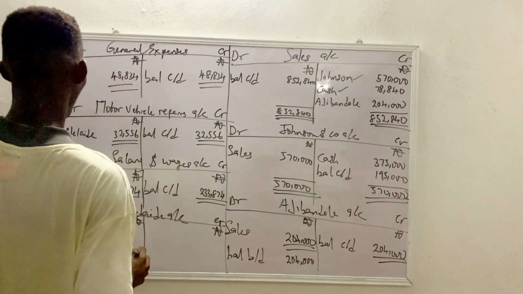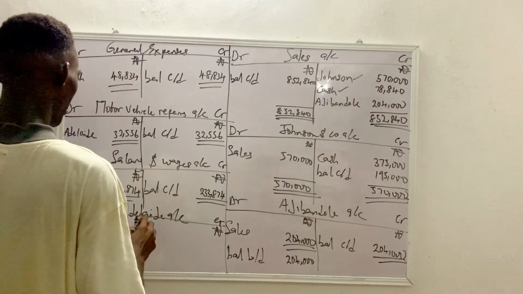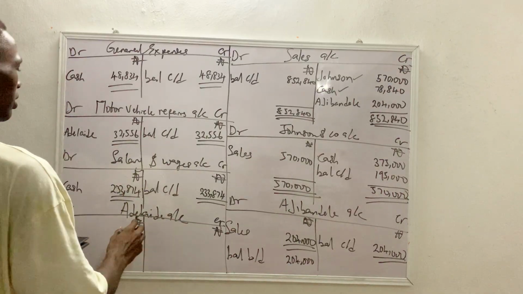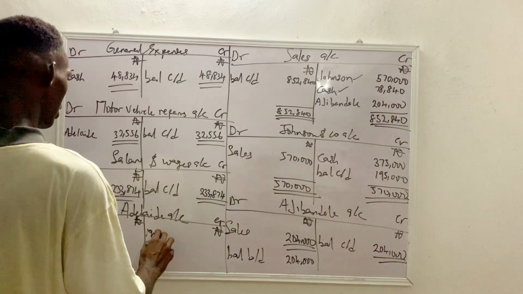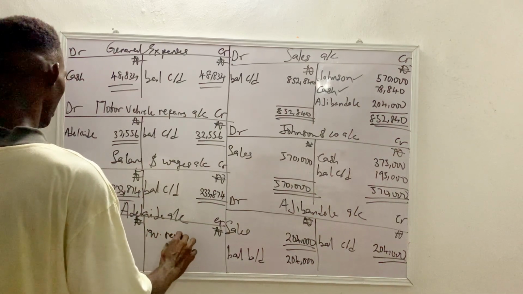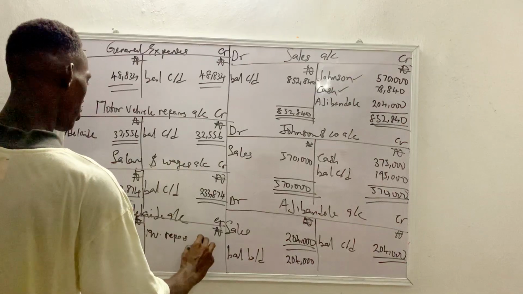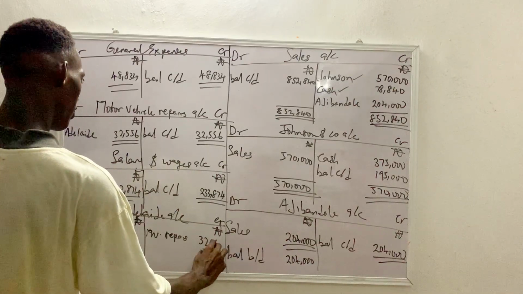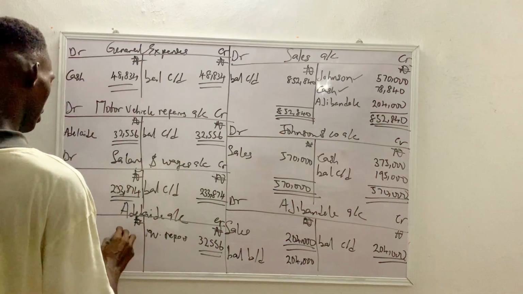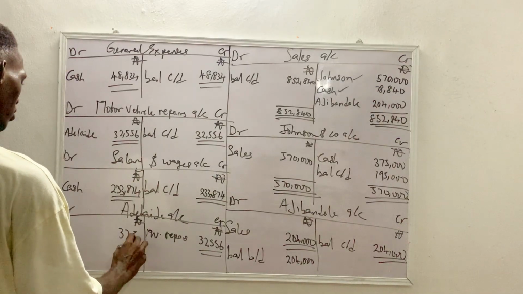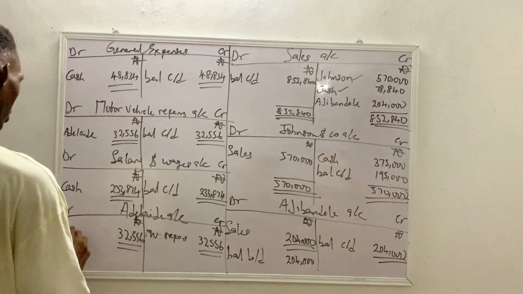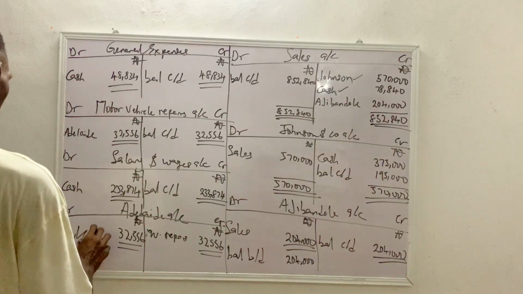Adelaide is a creditor because we received the service from him on credit. So that's motor vehicle repairs, 32,556. So this will be our balance carried down.